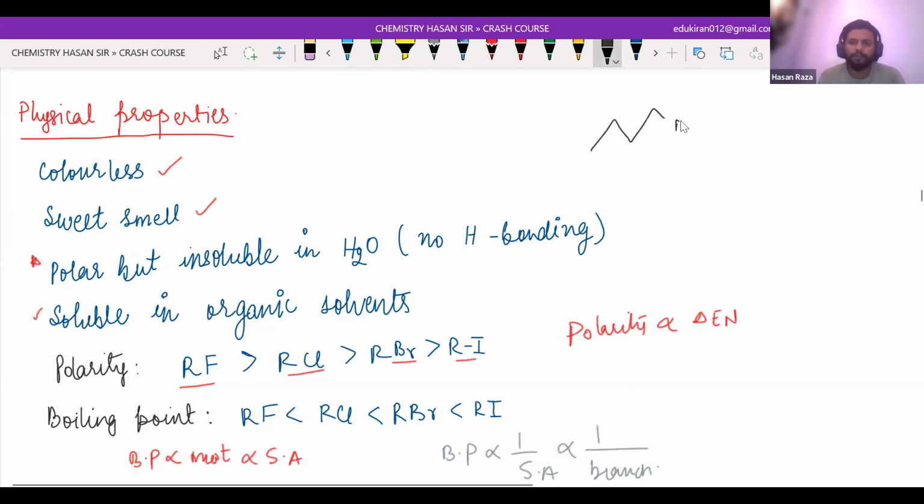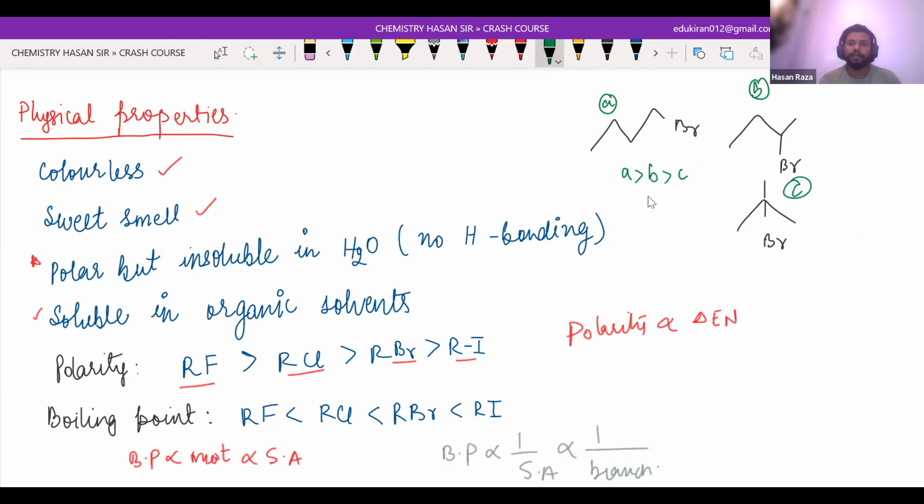This is your 1-bromobutane, and this is your 2-bromobutane, and this is your 2-bromo-2-methylpropane, but the molecular formula is the same. So this will have the highest boiling point, then this. So the highest boiling point order will be A, B, C. Is that clear? Due to branching, its surface area decreases. That's why its boiling point also decreases. Is that clear? Yes, sir.